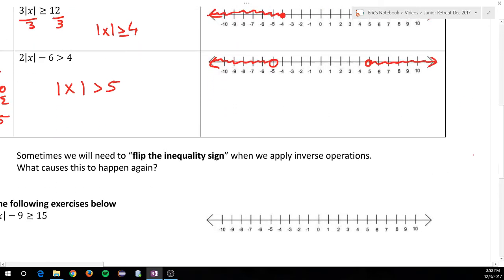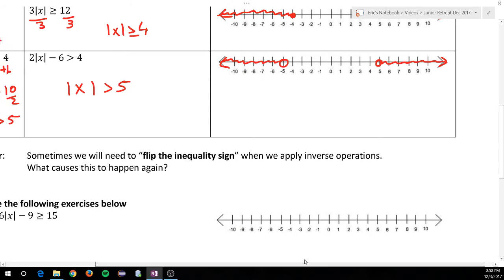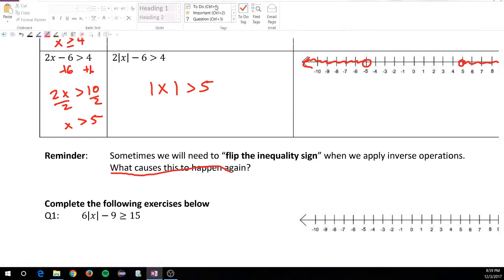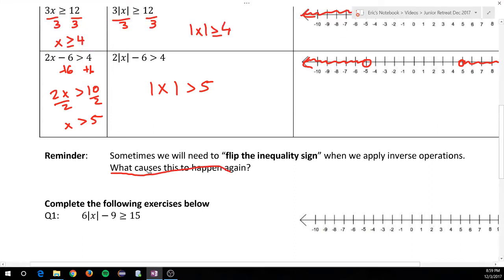Okay, excellent. Don't forget that sometimes when we're in the process of solving an inequality, we might have to flip the inequality sign. So if you had x less, it'll turn into x greater, and vice versa. If your original problem had x greater, well, now it's going to flip to x is less than. So right now, think to yourself, what would cause us to flip the inequality sign?